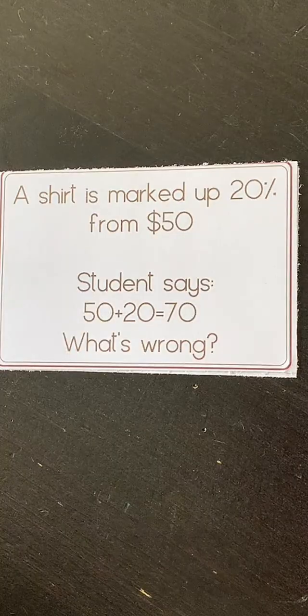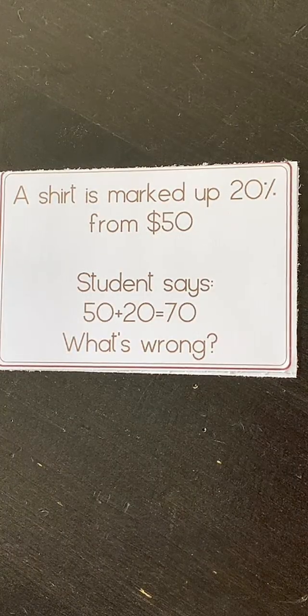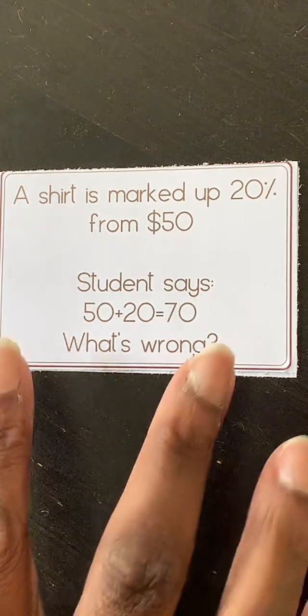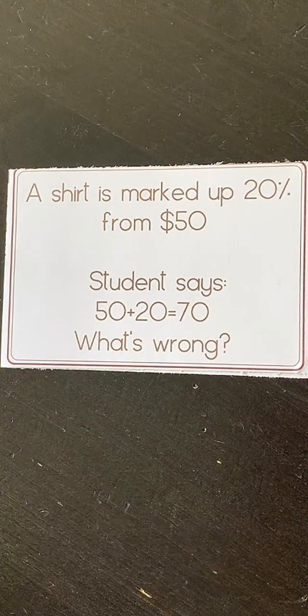So a shirt is marked up 20% from 50. The student says 50 plus 20 equals 70. What's wrong? And also tell me what the correction will be.